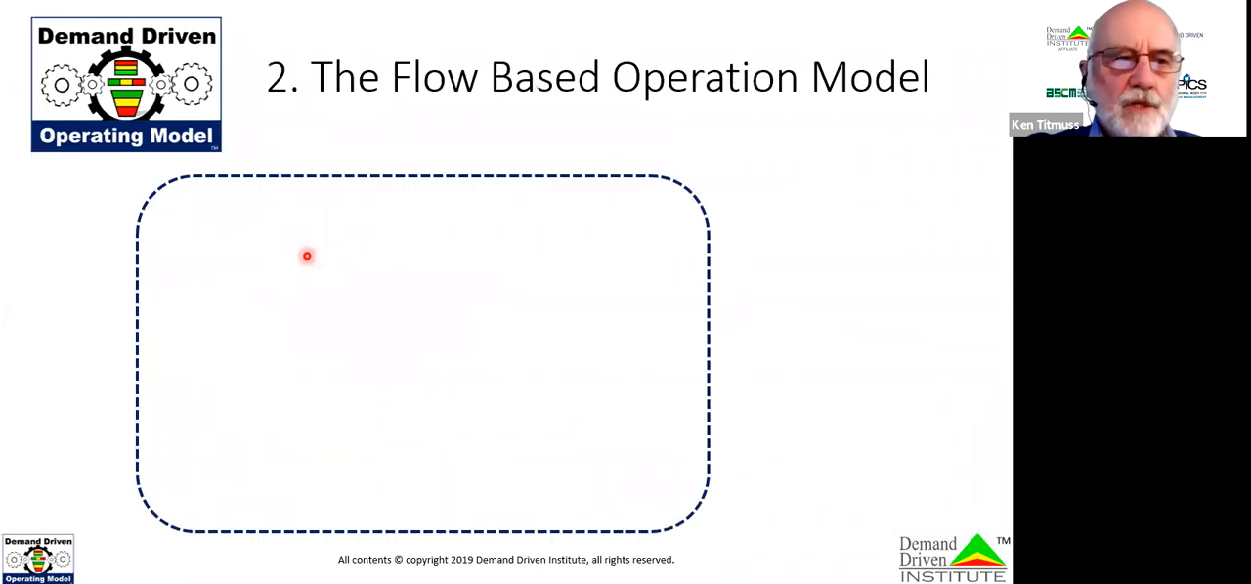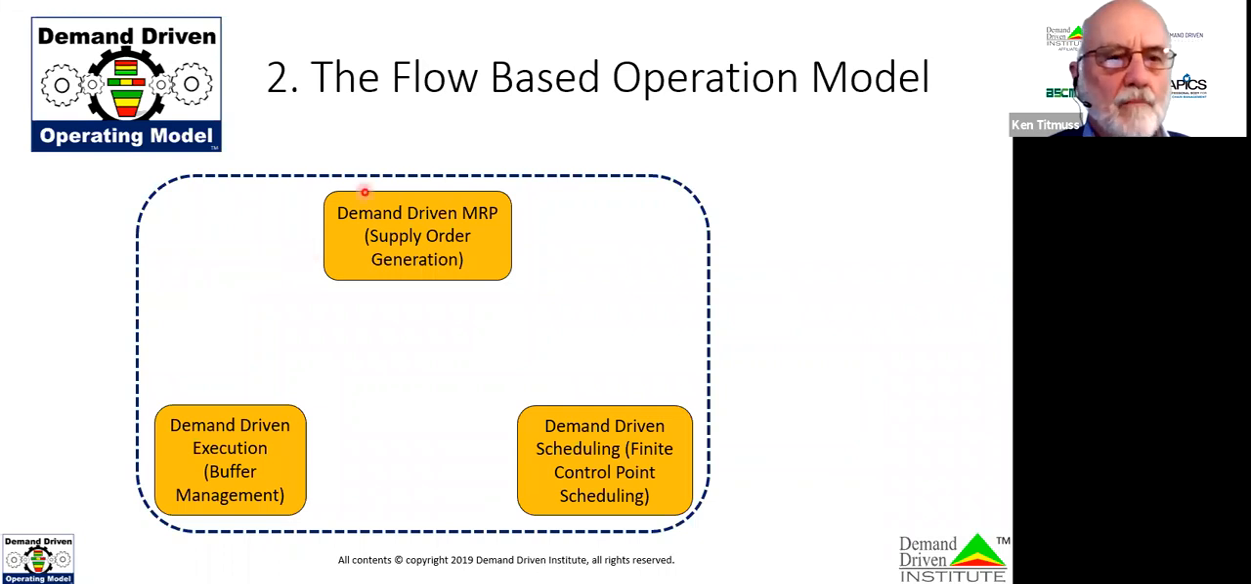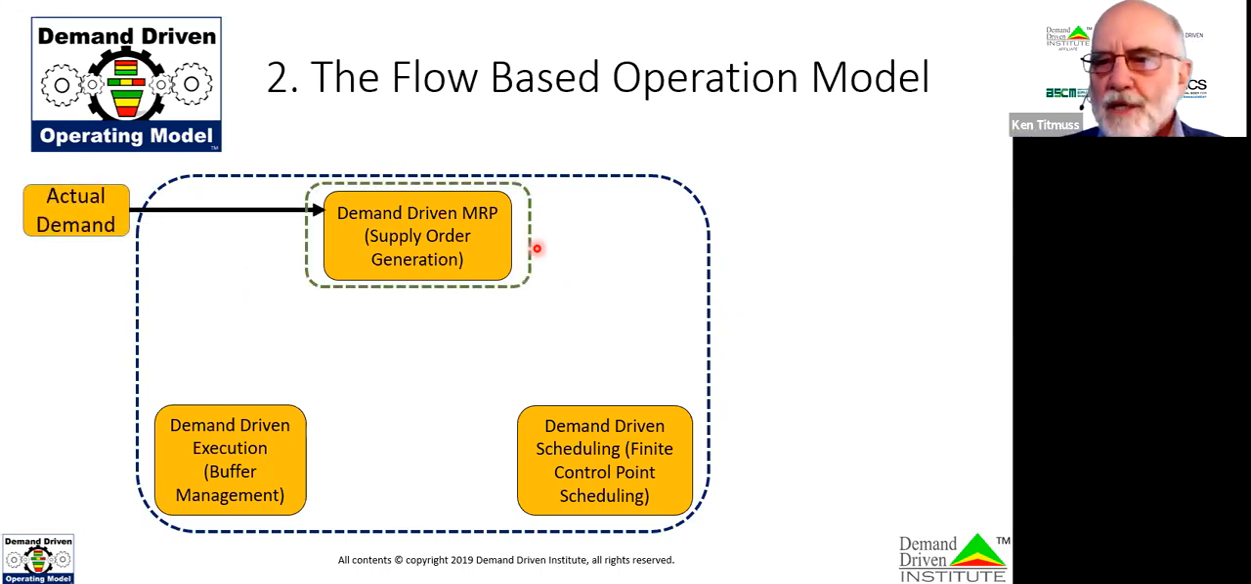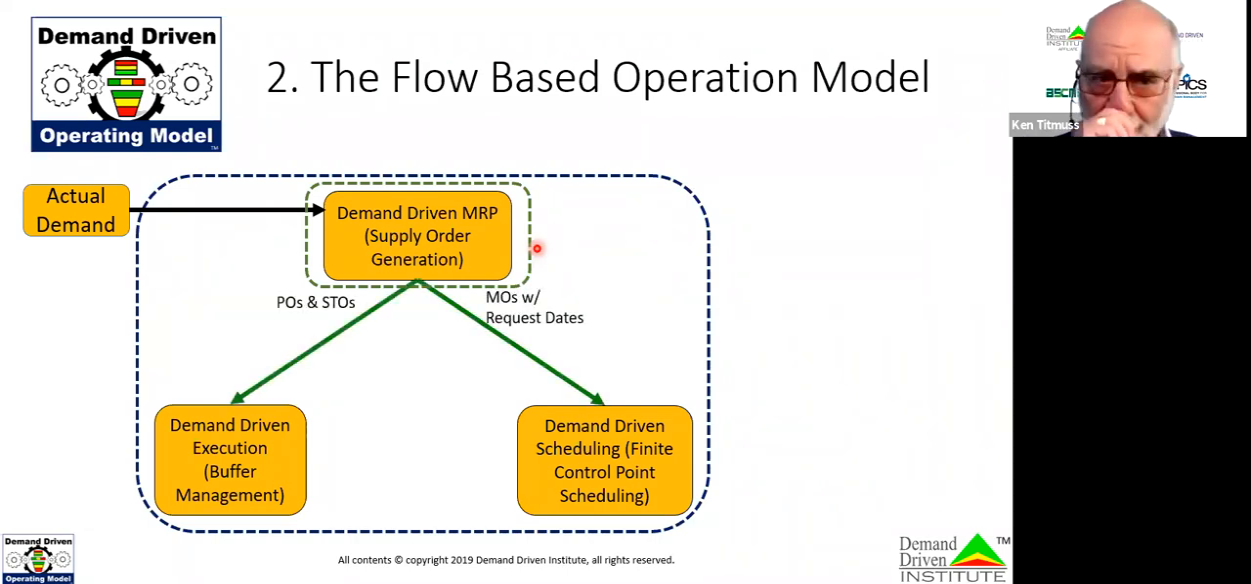So if we look at a flow-based operating model, we start off with demand-driven MRP, and this is the buffers. This is where we start all DDMRP implementations, by putting in inventory buffers. Now these buffers are being driven, and if you've been on previous webinars, then you'll understand that these are being driven by actual demand coming from the marketplace. And this is the supply order generation. So using the net flow calculation, we calculate when we need to replenish the stock in the buffers.